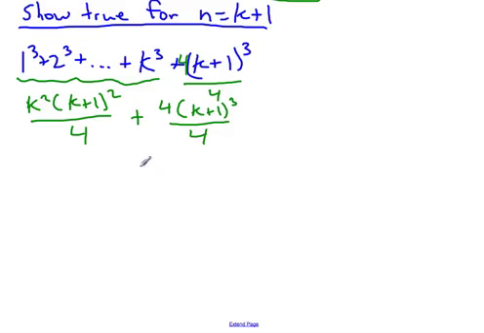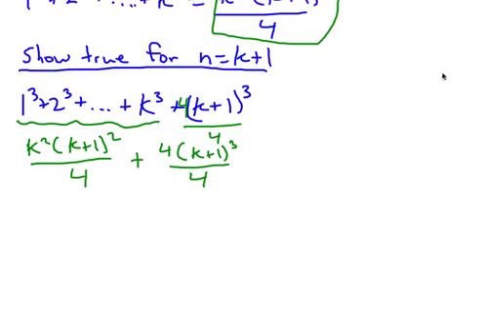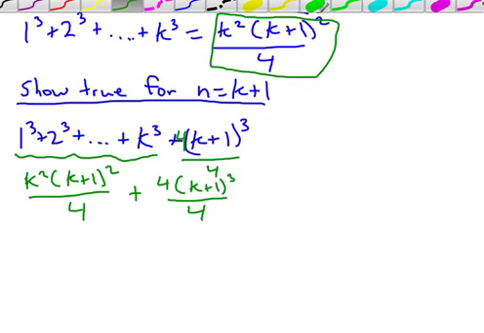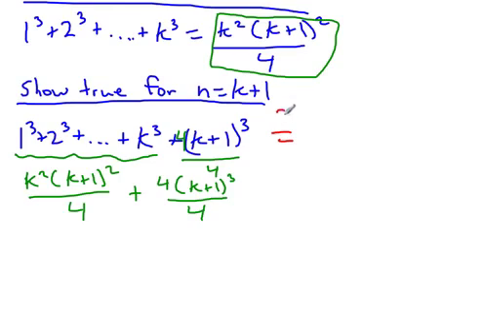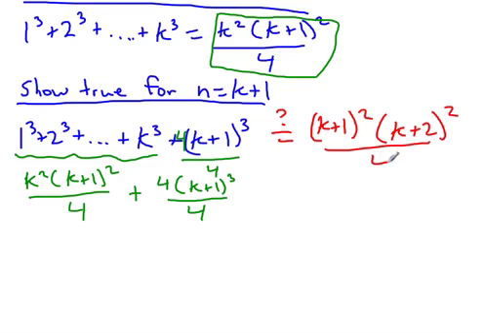Okay, so next we're going to add this together. Actually, before we do that, let's show what it should be equal to, what we're aiming for. We want to show that this is going to be equal to, if we use k plus 1 here, k plus 1 squared times k plus 2 squared out of 4. That's what we're aiming for. If we simplify this and get this expression, then we've finished our proof.